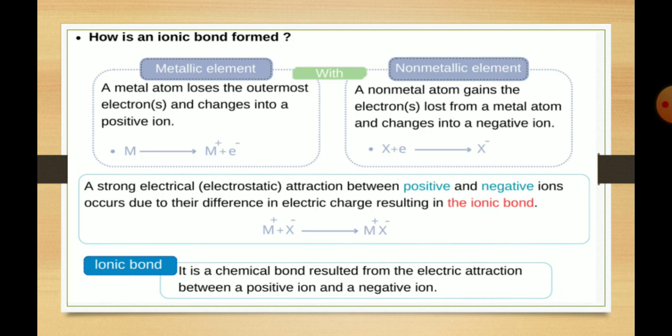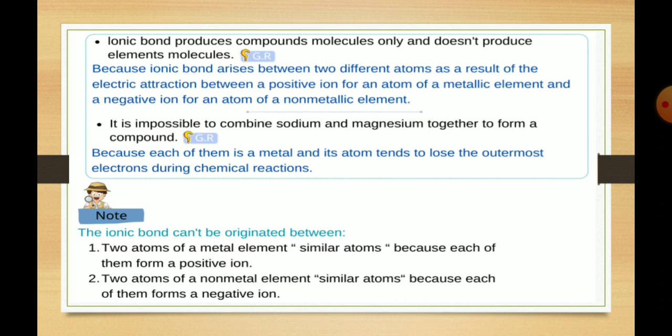So, what is the meaning of ionic bond? It is a chemical bond resulting from the electric attraction between a positive ion and a negative ion. Give reason. Ionic bond produces compound molecules only and doesn't produce element molecules because ionic bond arises between two different atoms as a result of the electric attraction between a positive ion for an atom of a metallic element and a negative ion for an atom of a nonmetallic element.